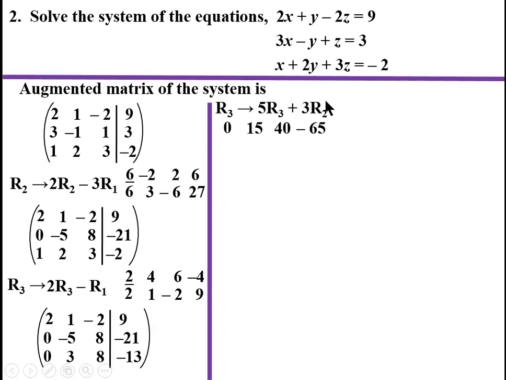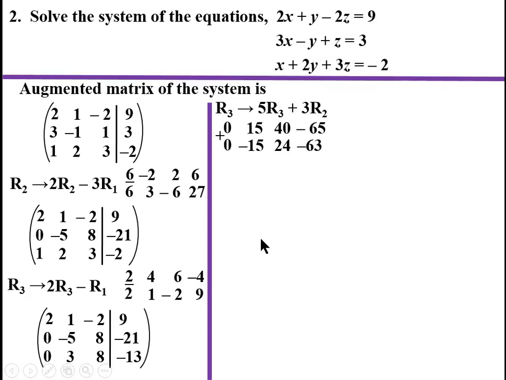And row 2 multiplied by 3: 0 times 3 gives 0. Negative 5 times 3 gives negative 15. 8 times 3 gives 24. And negative 21 times 3 gives negative 63. And the operation here is addition. So we are going to add.